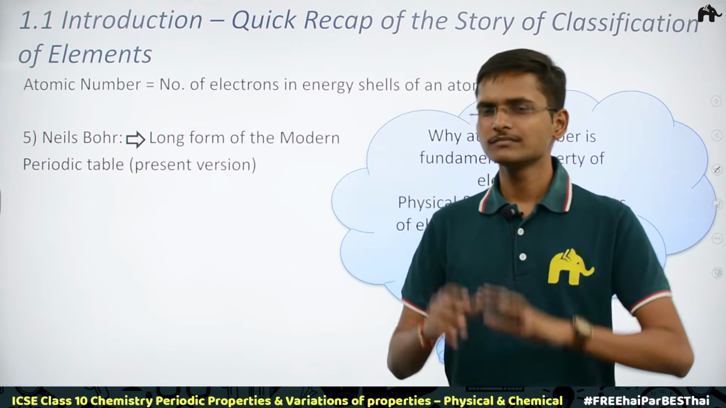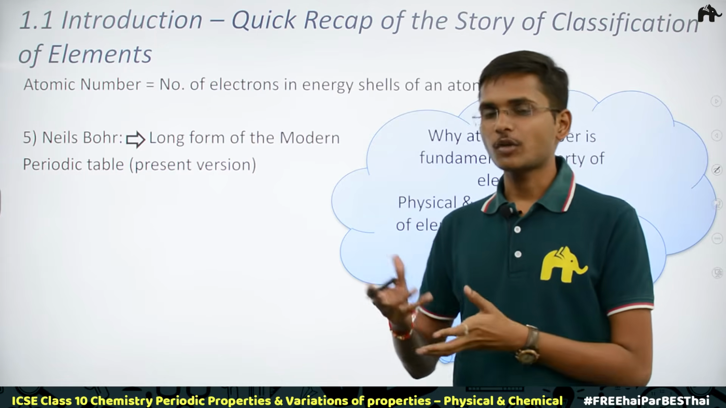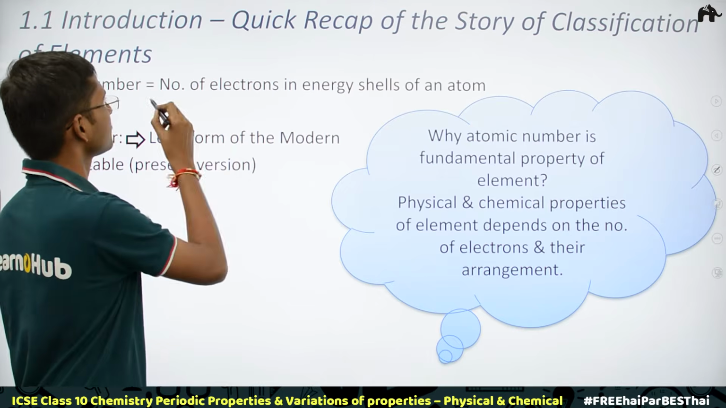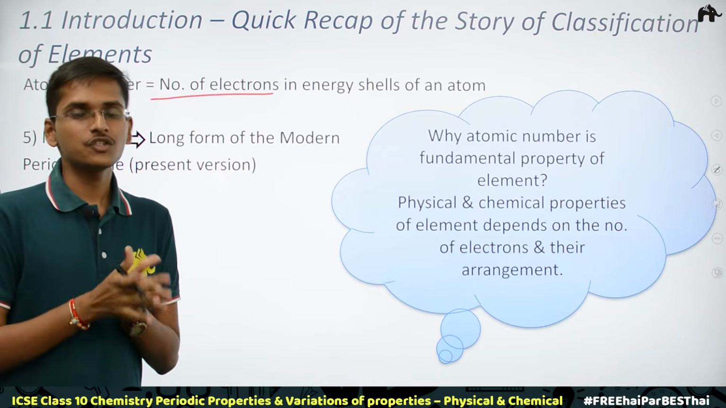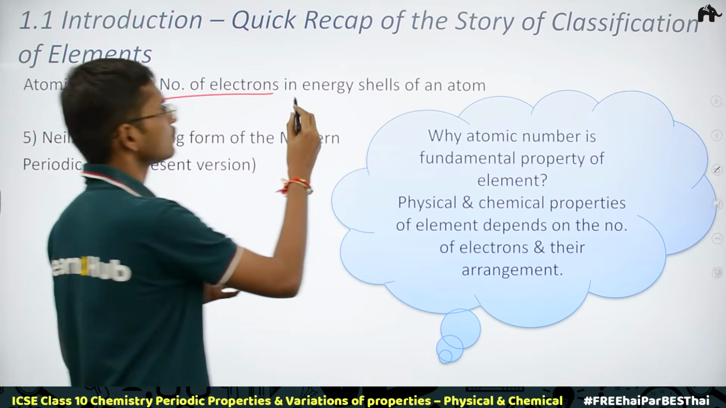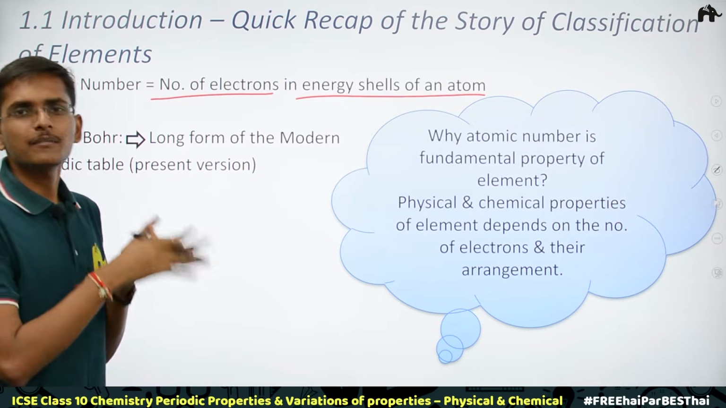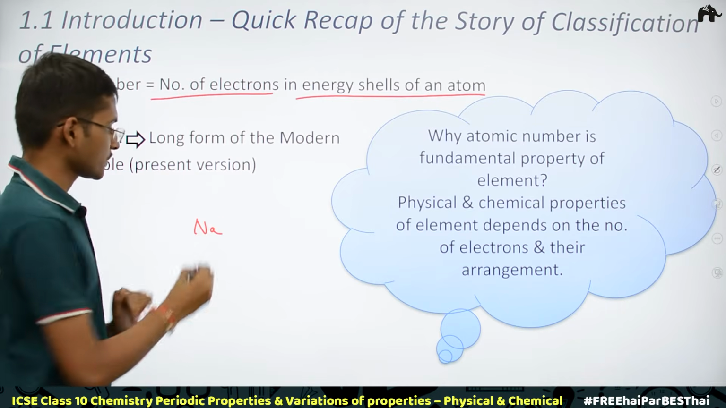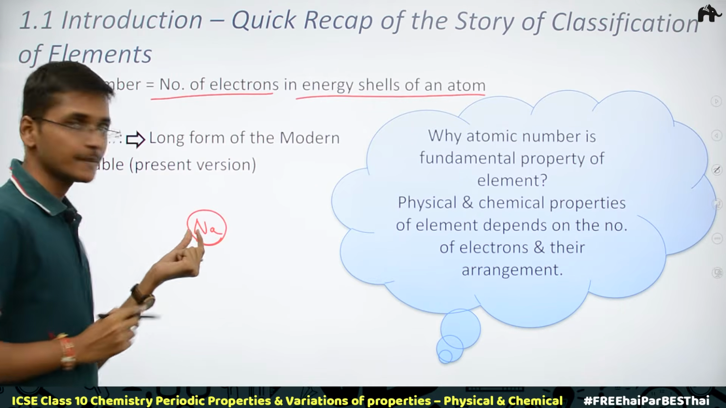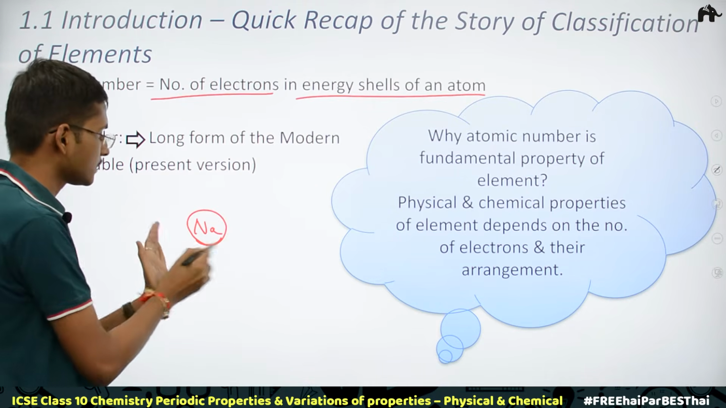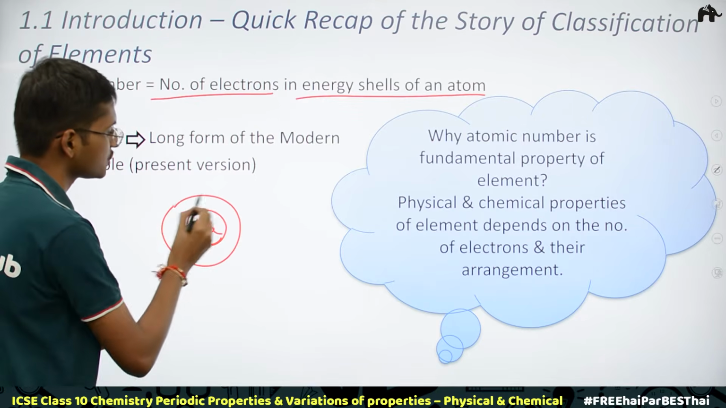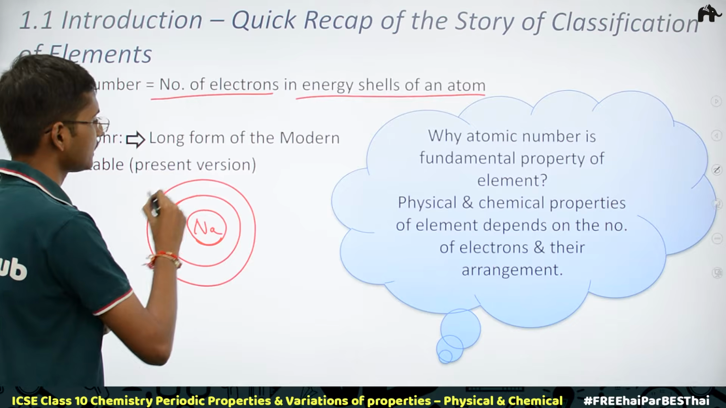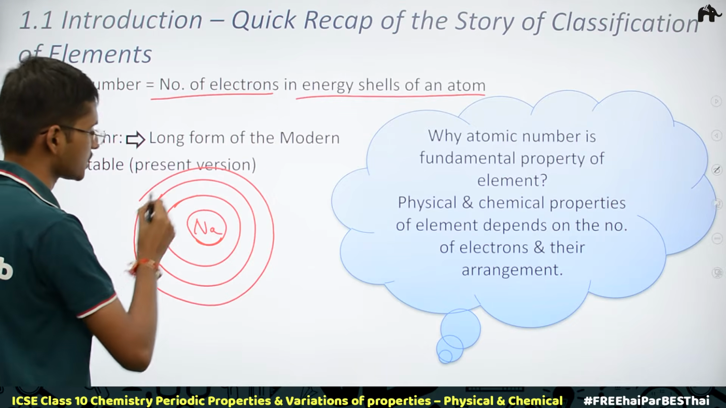Okay, so now let's see what atomic number actually means. It's very, very simple. Atomic number means the number of electrons in the energy shells of an atom. Let's take an example to understand this. If I have a sodium atom, suppose this is the sodium atom's nucleus, and then I'm drawing the energy shells. This is the first shell. I know sodium has a second shell, and I know sodium has a third shell as well.